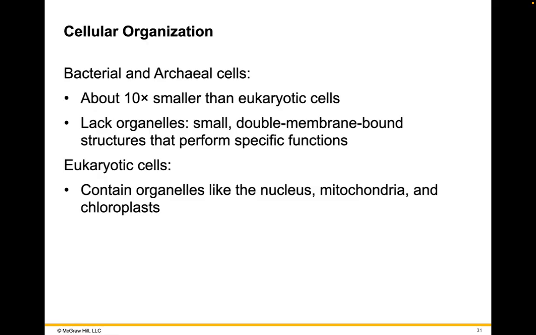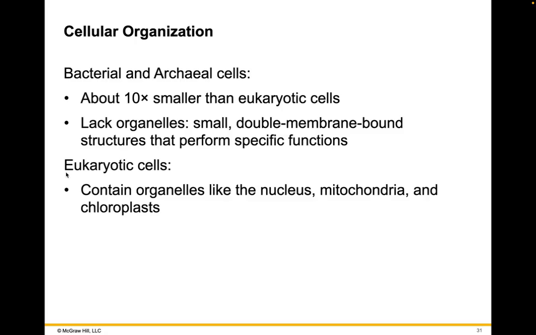Okay, so the bacteria and the archaeal cells, they are teeny tiny, really hard to see even under a microscope. They're 10 times smaller than the eukaryotic cells. And these prokaryotes, remember, they don't have a nucleus. They don't have any organelles. And organelles are small double membrane bound structures. So we're talking about nucleus, the ER, rough ER, smooth ER, mitochondria, the Golgi, all of those things, not in bacteria and archaea. Eukaryotic cells do have the organelles.